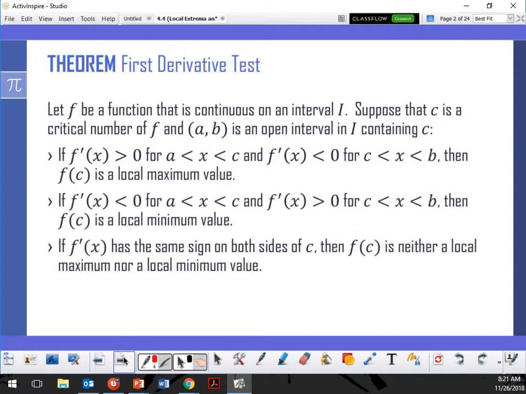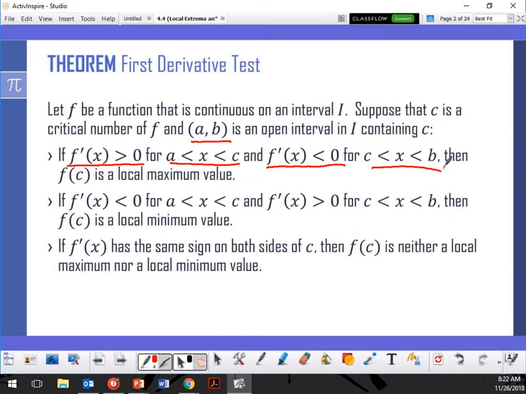Suppose c is a critical number of f, and (a, b) is an open interval. Open, remember? F prime, that means the derivative, right? The derivative of x is greater than 0 in the interval from a to c, and the derivative is less than 0 from c to b, then it's going to be a local maximum value.